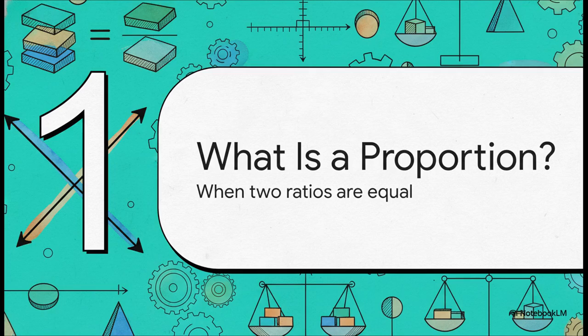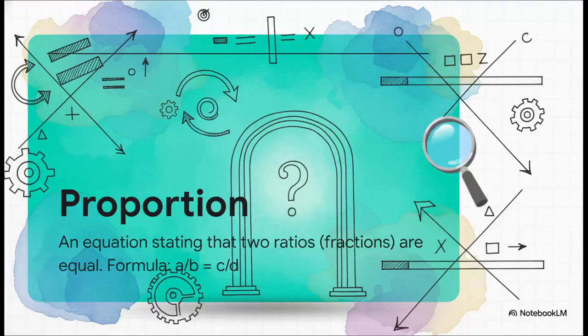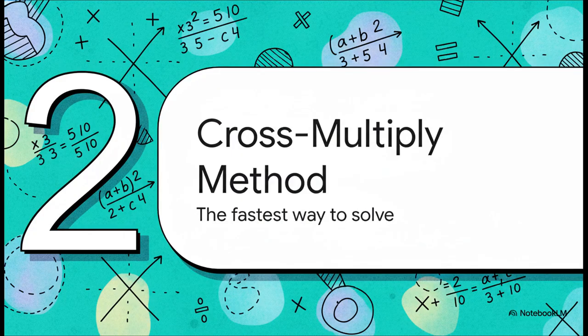Before we can solve anything, we need to be totally clear on what a proportion even is. A proportion is just an equation where you set two fractions equal to each other. Yep, that's it. Anytime you see something like A over B equals C over D, you are looking at a proportion. It's the simplest kind of rational equation out there, and it's our gateway to handling the really tough stuff later.